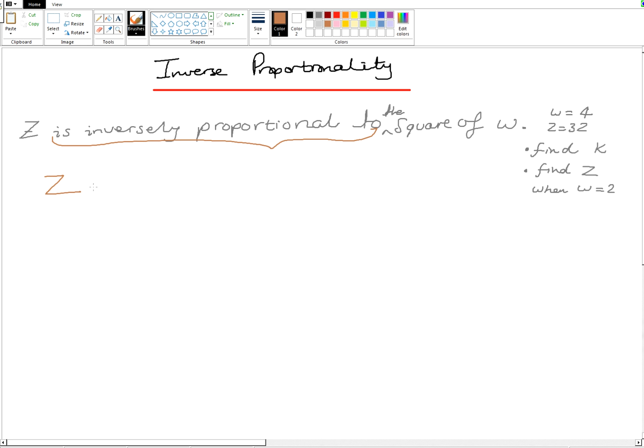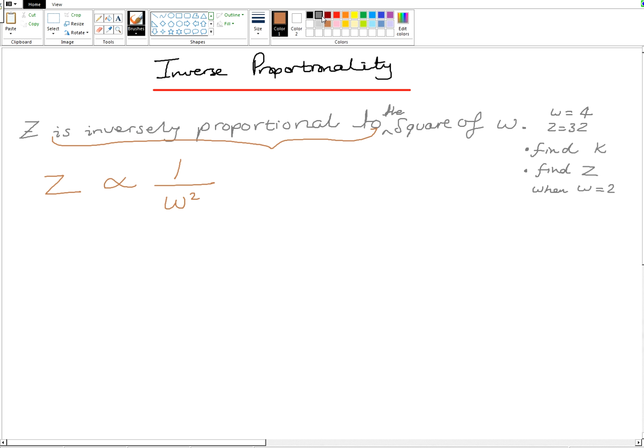Now Z, that's the proportionality sign, is inversely proportional to the square of W. Well, the square of W is quite straightforward: it's W squared. But because it's inverse proportion, it's 1 over W squared. The inverse part means the reciprocal, 1 over. So Z is proportional to the inverse of the square of W.